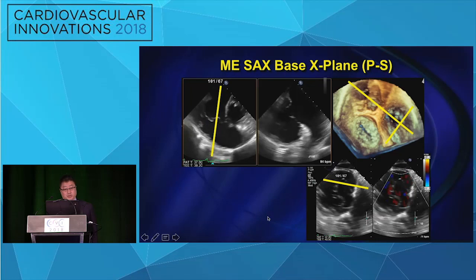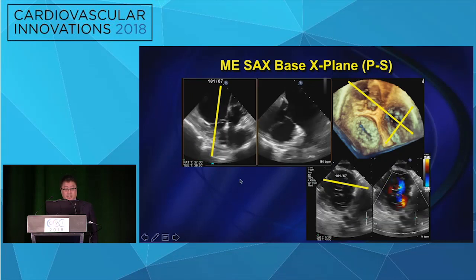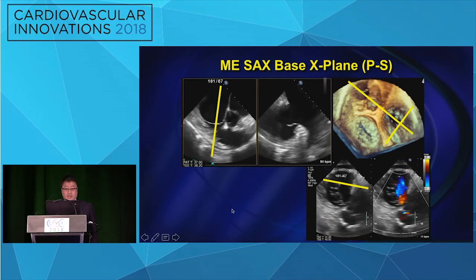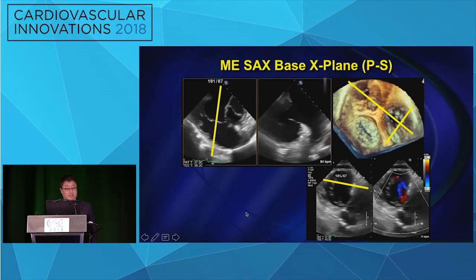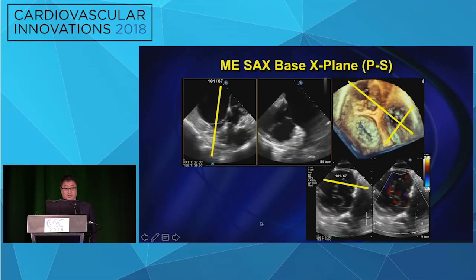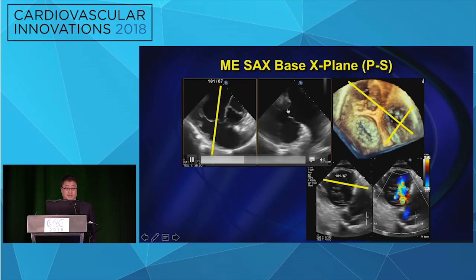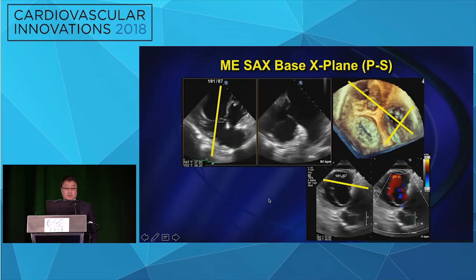So again, if we move the cursor more to the side, here's the little caret there, then you should get more septal and posterior leaflet in your orthogonal view. And here we can see the septal leaflet coming a little bit off the septum.